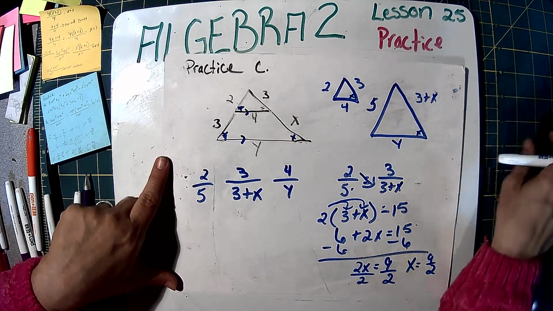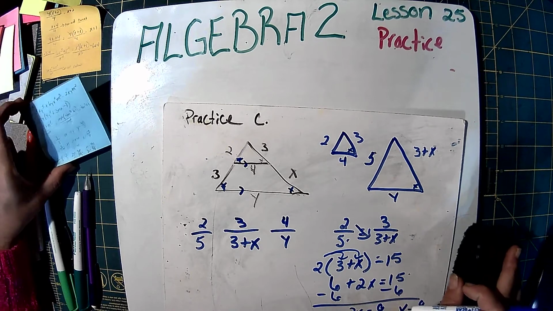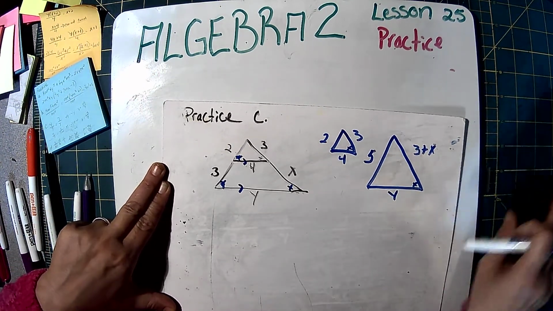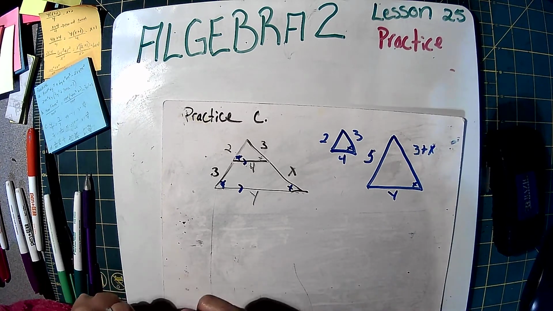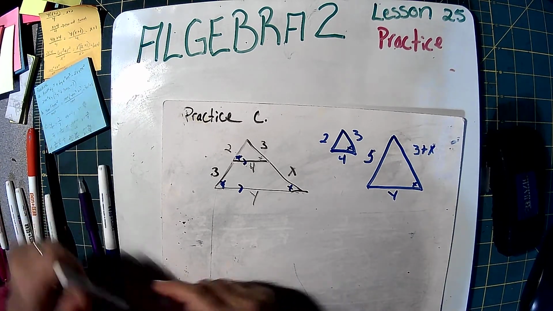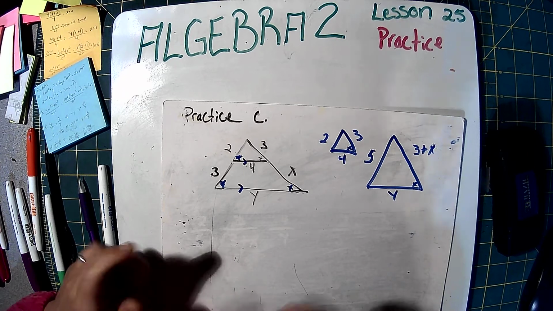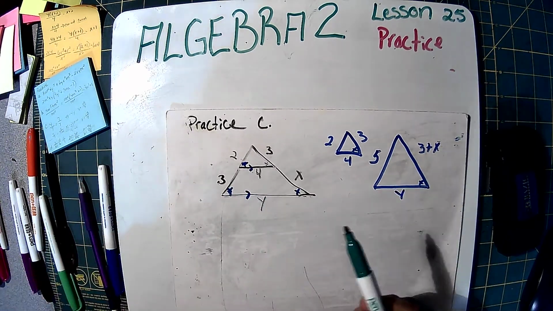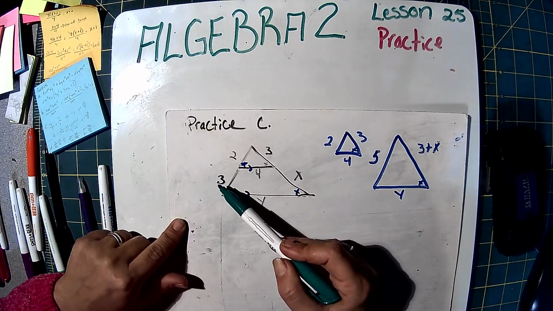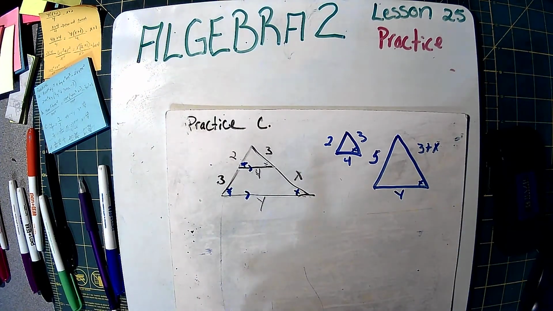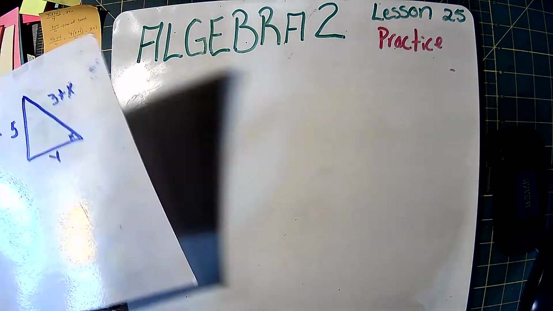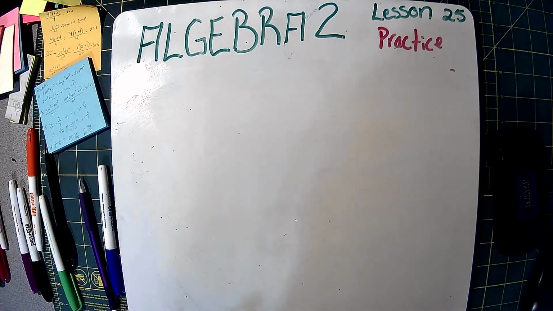I think. Let me make sure. Let me double check that one. I think I got something wrong here. That's saying 15 over 4. All right, let me look at it again. Make sure I wrote the problem down right. Let me re-sketch this whole thing.